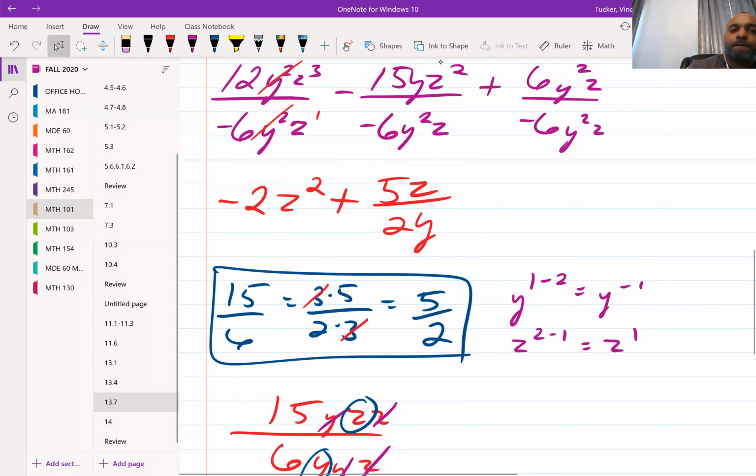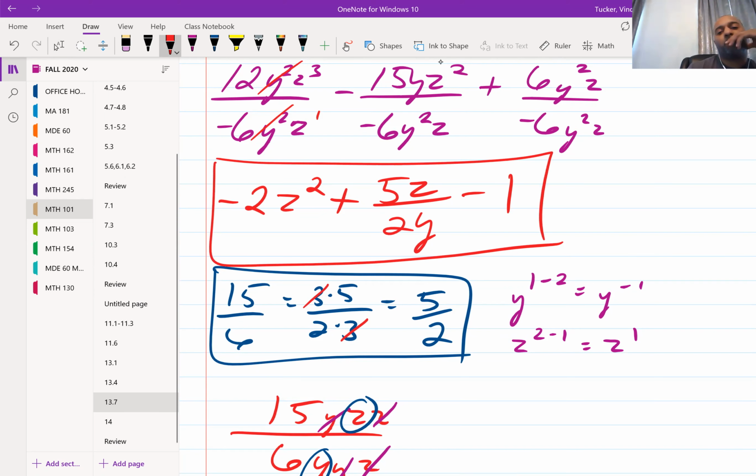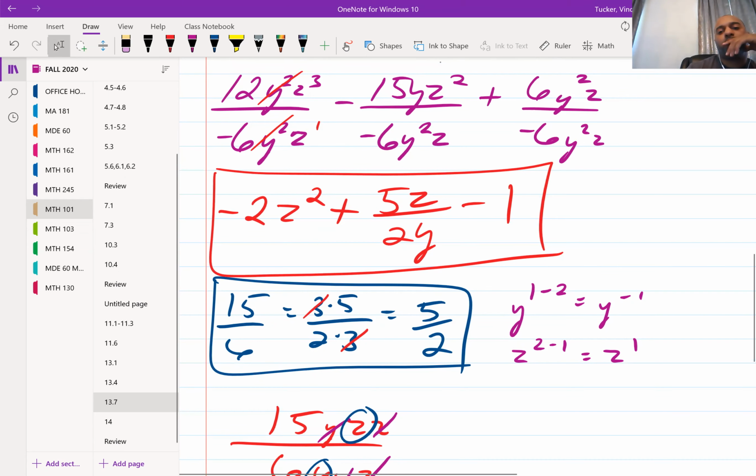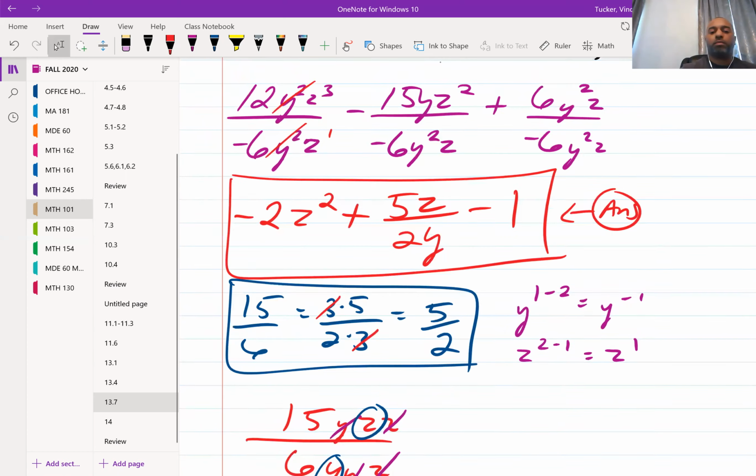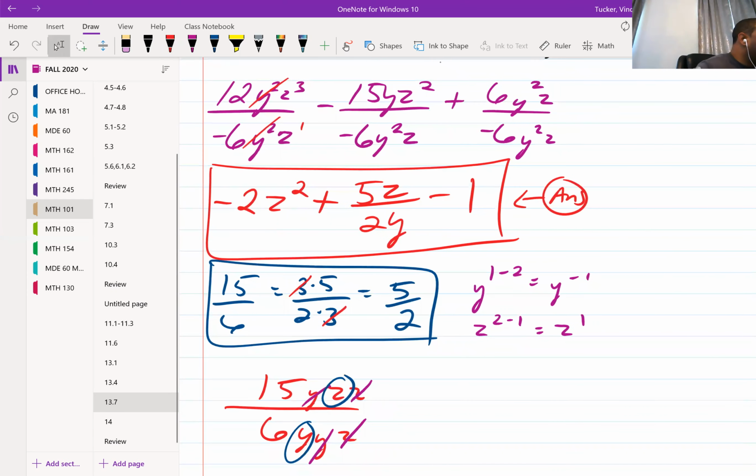All right. Then this last term, 6 divided by -6 is -1. Y squareds cancel, z's cancel, so you're just left with -1. All right, so that would be your answer. All right, questions on that? Problems, concerns?